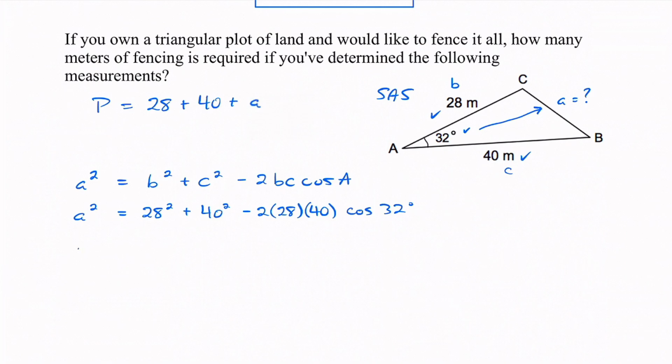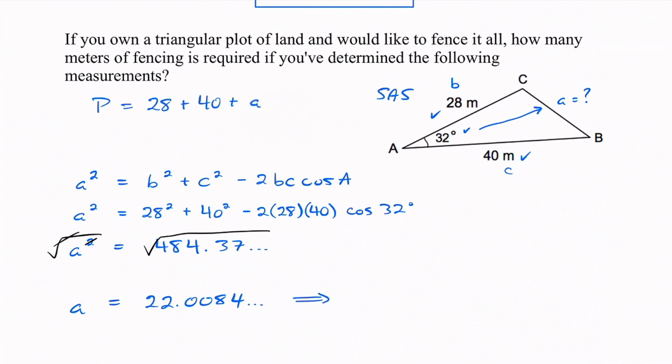Okay, and then slowly start to simplify this. So 28 squared plus 40 squared minus all that. When I put this all into my calculator, that's going to give me 484.37 and then some more decimals. If you need to do that in more than one step, do it in more than one step. Okay, and then get rid of the square by taking the square root. So square and square root cancel. And we get A is equal to 22.0084.